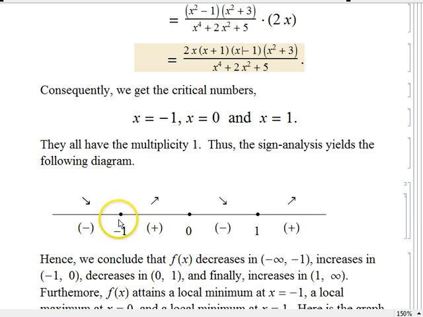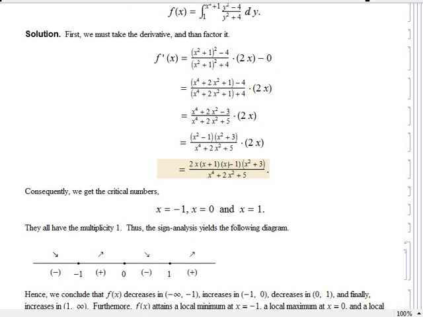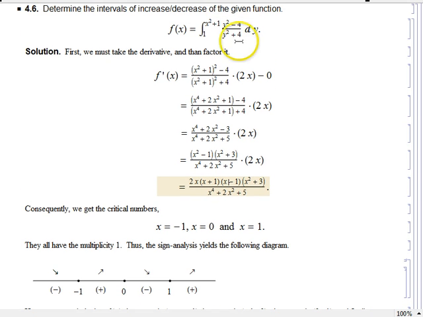Intervals of increase: negative 1 to 0 and 1 to infinity. Intervals of decrease: negative infinity to negative 1 and 0 to 1. We have a local minimum at x equals negative 1 and x equals 1. Local maximum at x equals 0. Everything follows from this diagram. Let's decrease the font a little bit so that you can see the entire solution in a single viewing window.